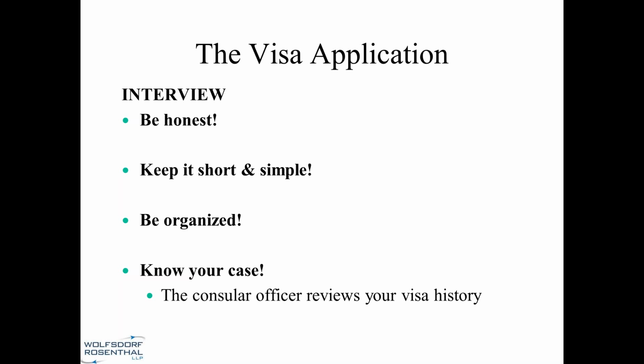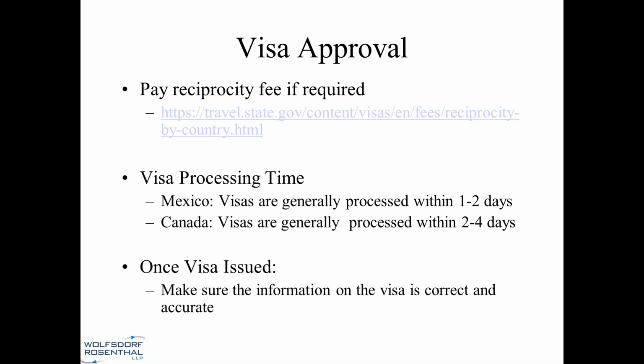So if all goes well and you get approved, well, there might still be one extra fee. It's called a reciprocity fee. You can check this link to see if your country of citizenship has any extra fees required for your particular visa category. As mentioned, in Mexico, it takes a couple days after approval for them to issue the visa. Canada is a little bit longer, and other home country consular posts have different delays, so do check the website.